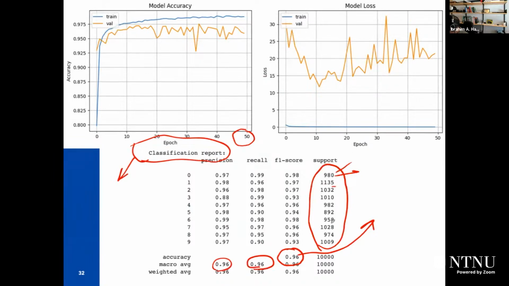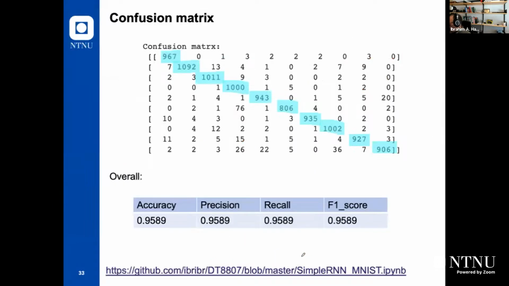So as you can see, it's not balanced. Some classes are more represented than others, but it's fine. So this is the confusion matrix. If you want to get the confusion matrix, we can see that it's fine.